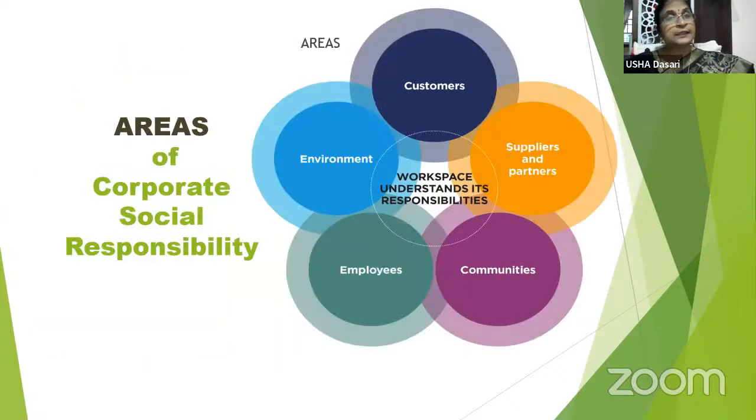So that is called the areas or components of CSR. What does it mean here? What is the meaning of this? It means what is the responsibility of CSR towards the different areas, which in short is called components. So CSR is responsible towards customers, suppliers, partners, owners, communities, employees, and the environment.